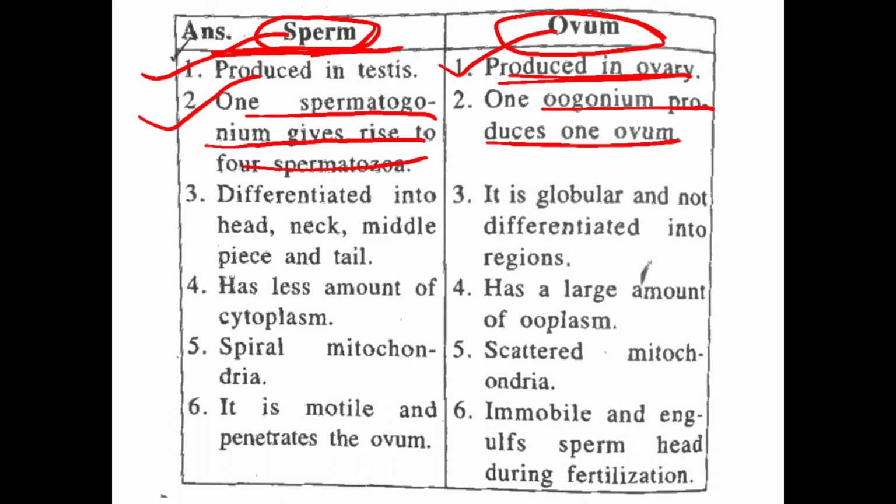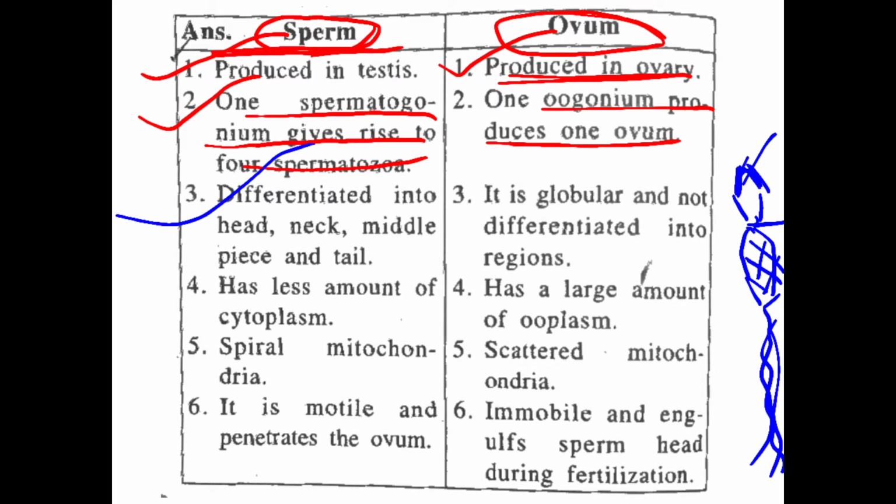Okay, then the third point is that sperm is differentiated into head, neck, middle piece, and tail. According to the figure of sperm, it is differentiated into head, neck, middle piece, and tail. Okay, it is head, it is neck. There are two centrioles present in the neck, and in the middle piece many mitochondria are present, and then it is the tail.